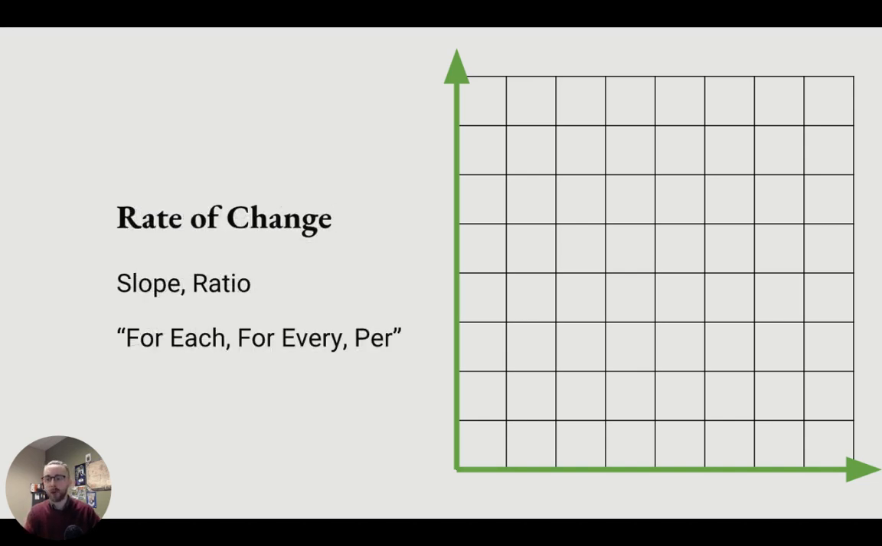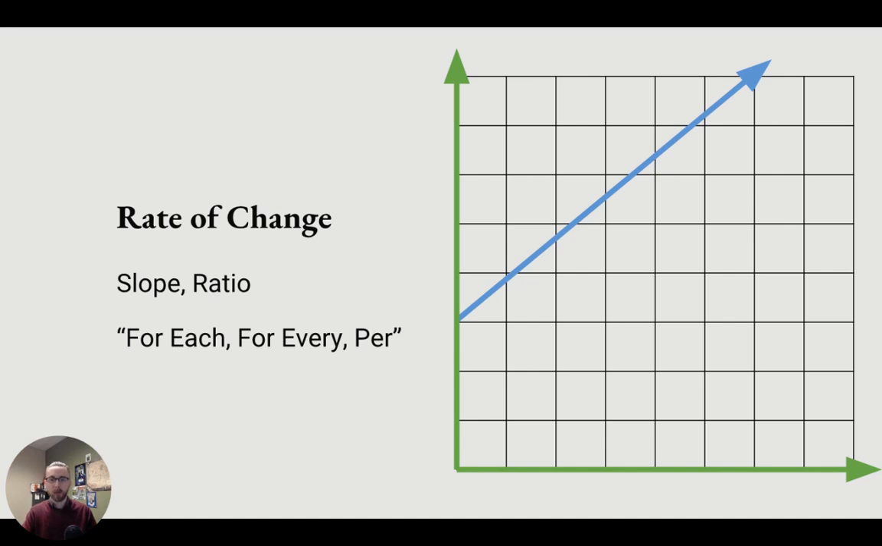The first is rate of change. This can also be referred to as the slope. It's important to note that this is a ratio, a ratio of two numbers, and it will usually be written as a fraction. It's vertical change over horizontal change as a ratio. It's change in y over change in x, or rise over run.